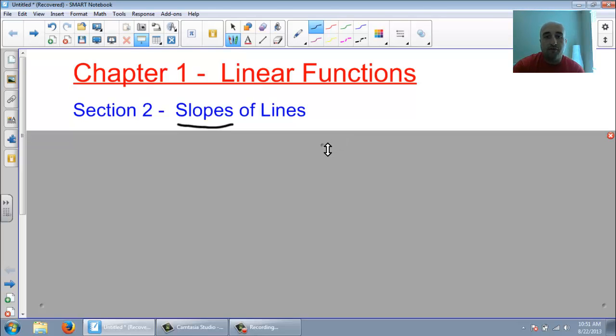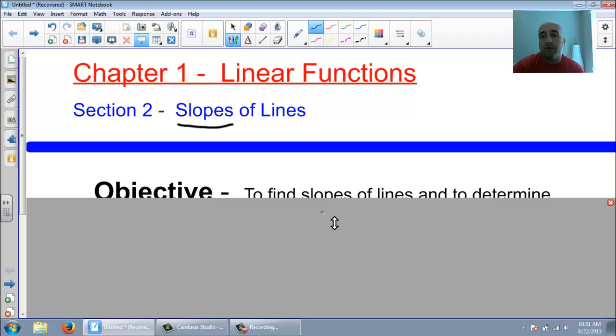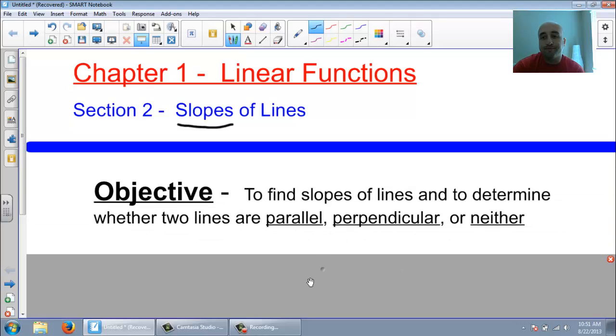The objective for this lesson is to find slopes of lines and to determine whether two lines are parallel, perpendicular, or neither. Okay, very important. We need to know if they're parallel lines, perpendicular lines, or neither.